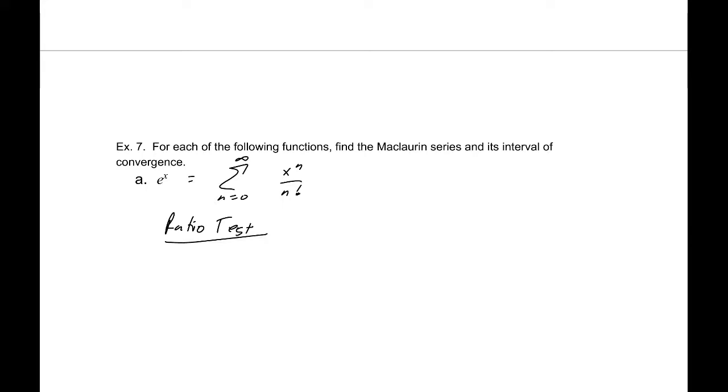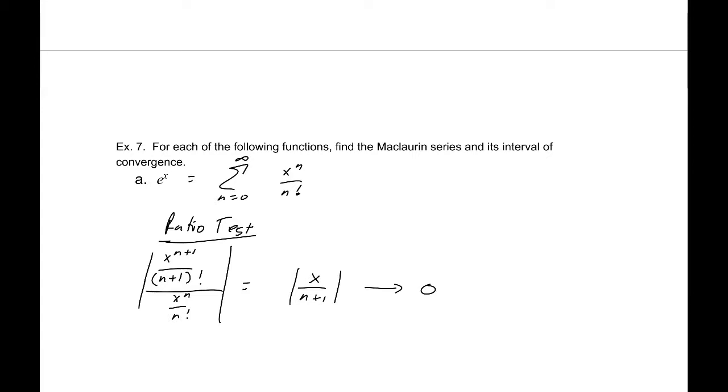And the ratio test: absolute value of x to the n plus 1 over (n plus 1) factorial, divided by x to the n over n factorial. That would be an x, and that would be an n plus 1, so x over n plus 1, which converges to 0. It converges to 0, and this is true always, because it doesn't depend on the value of x. So our r is infinity.